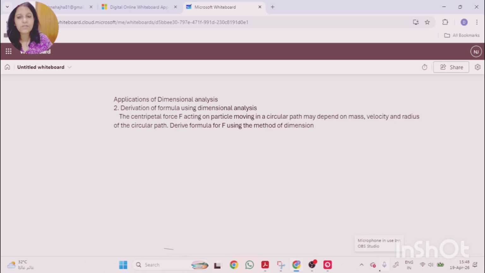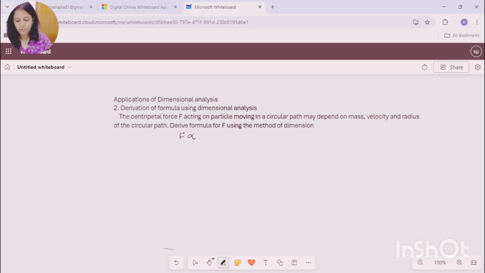When centripetal force is directly proportional to mass, velocity, and radius, I can write F directly proportional to M, V, and R. Now I can give them the arbitrary values: m raised to the power a, v raised to the power b, and r raised to the power c. So when this proportionality sign gets converted into equal to, it will become F is equal to k, m raised to the power a, v raised to the power b, and r raised to the power c.